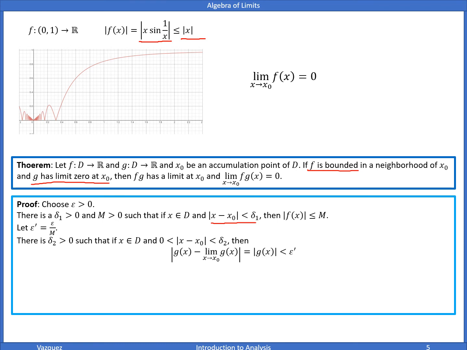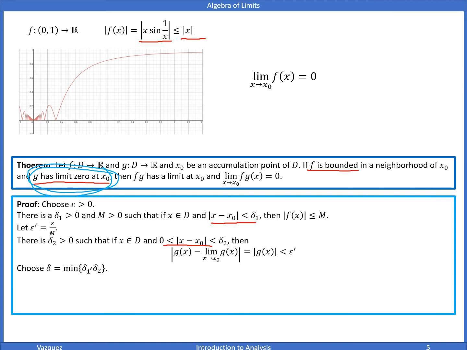So there's a delta 2, such that if delta 2 is greater than absolute value of x minus x naught, and that's greater than 0, well then g of x minus the limit of g of x is equal to g of x. And why is that the case? Well, because this has a limit 0 up here. All right, so that's just g of x. And that's less than epsilon prime, again, because of the fact that g of x has a limit at x naught.